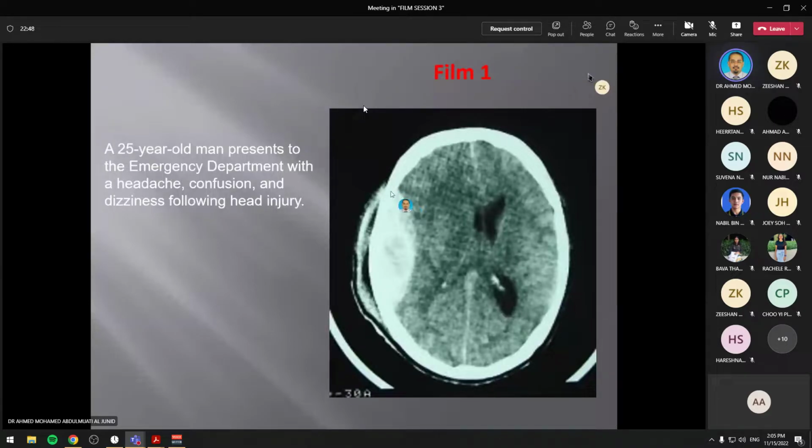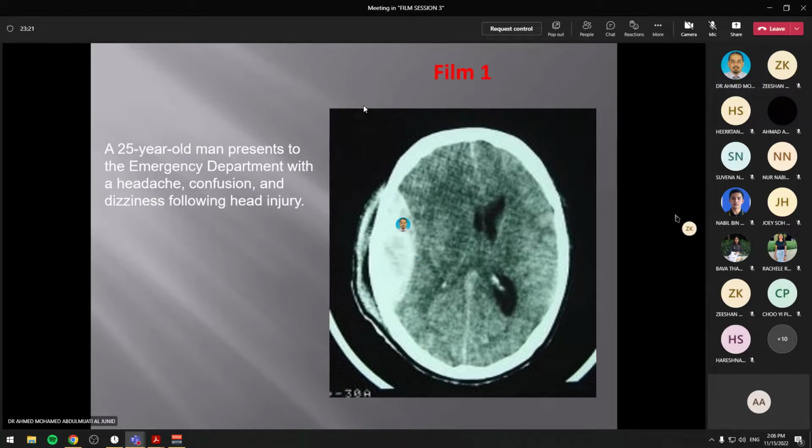So under the discussion of the lesion, number one, you describe the density of the lesion. So is it hyperdense? Is it isodense? Is it hypodense? Hyperdense when the lesion density is brighter than the brain parenchyma. Isodense when the density of the lesion is the same as the brain parenchyma. Hypodense when the density is lower than the brain parenchyma. So hyperdense, isodense, hypodense.